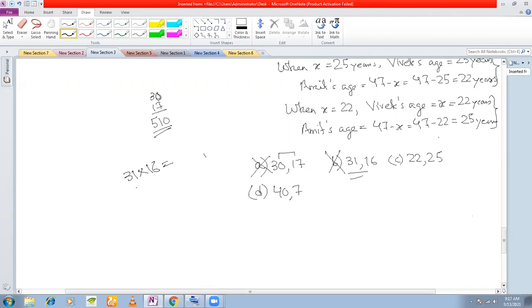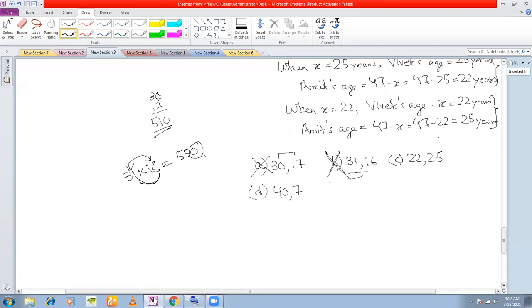31 into 16. If you multiply, can you ever get 550 here? Can you ever get 550? No, not sir. Because if you take the product of the last two digits, will it give you the last digit as 0? No, sir. So therefore this option is also out.